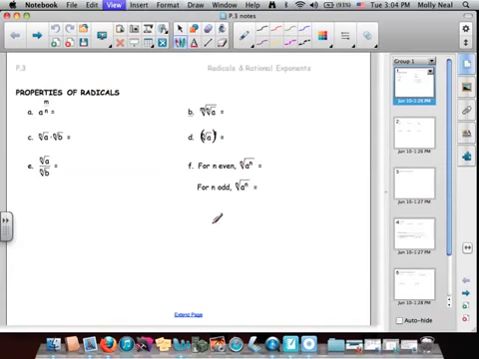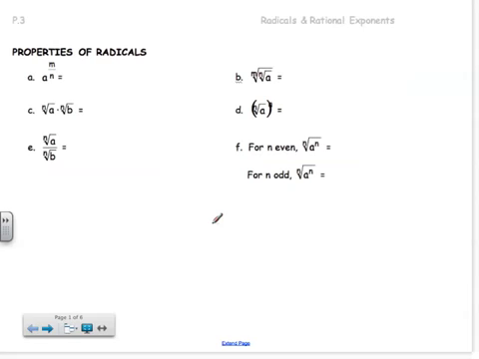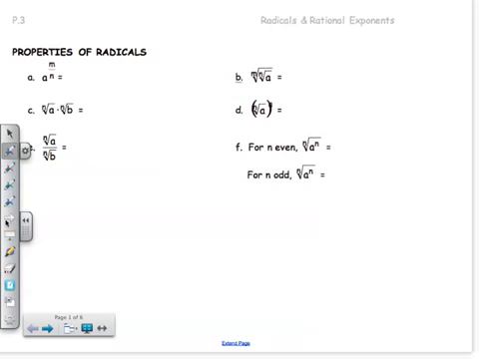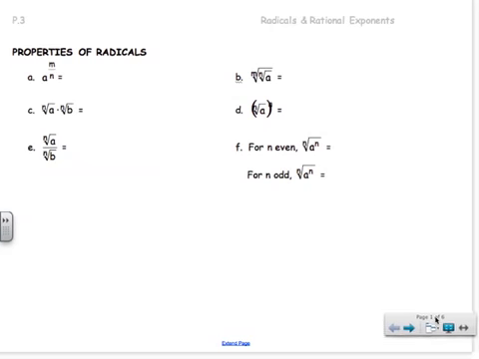In section 3 of the prerequisite chapter, we're going to look at radicals and rational exponents. So this is again a review of skills that you should have already acquired from Algebra 1 and Algebra 2. If we look at the first example here, it has a raised to the m divided by n.